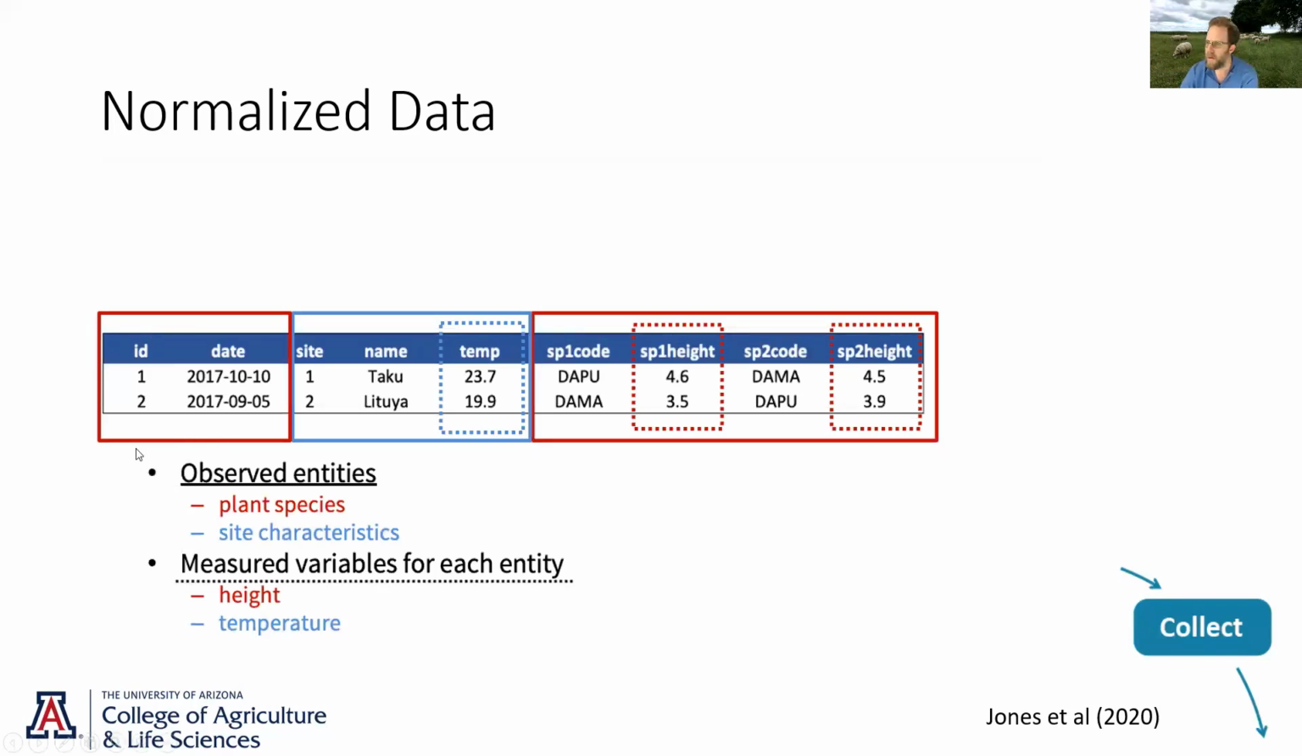And so if we look here, we've got some information about the plant species, information about the site, and some information about each species inside this data set. So how can we take these and normalize the data set?